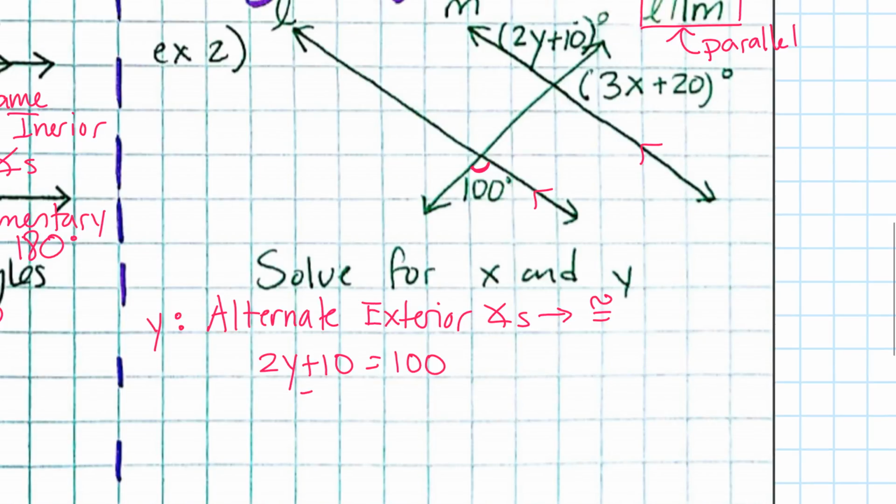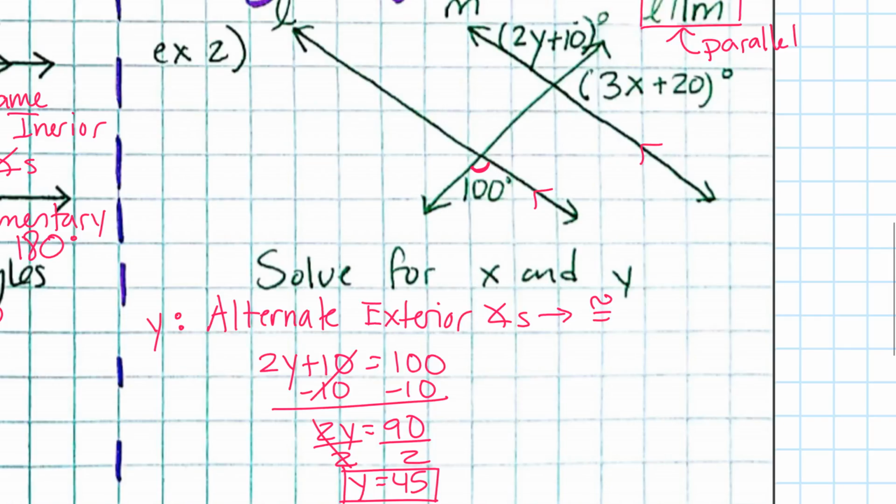Yeah, 2y plus 10 equals 100. And then it's just a simple matter of algebra. Subtract 10 over. 2y is equal to 90. Divide by 2. And y is 45. So there is our first variable. Now, there are actually two ways you can solve for x. Tell me one of them.